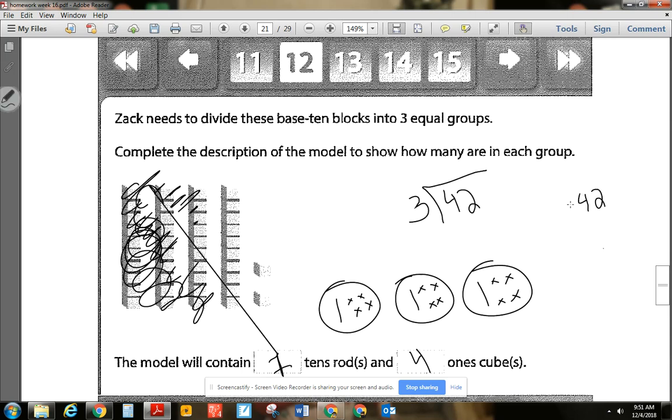And when I look at it as just a regular division problem, how many 3's fit into the 10s place? Well, 1 times 3 is 3. 4 take away 3 is 1. Bring down the 2. How many 3's fit into 12? 4. So how many 10's? 1. How many 1's? 4. So there's going to be a total of 14 blocks in each group, as 1 ten and then 4 ones.